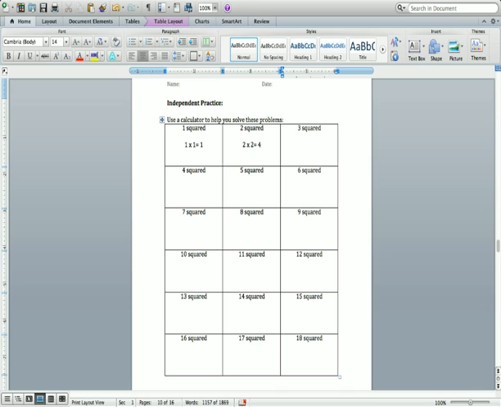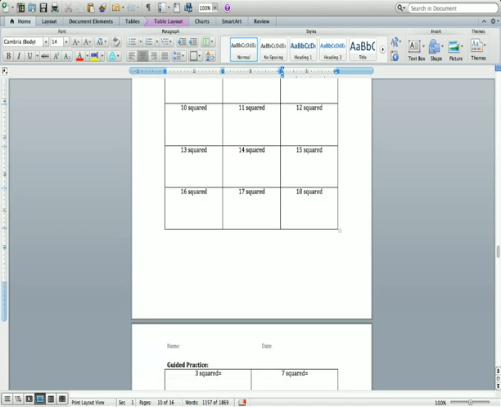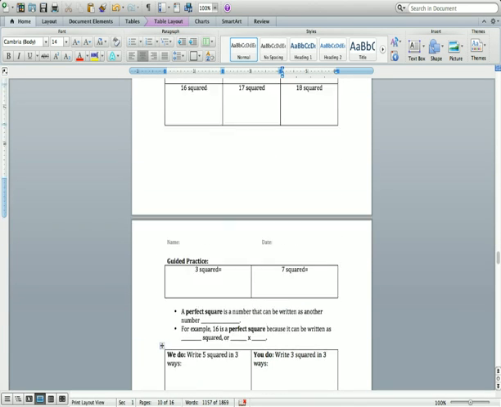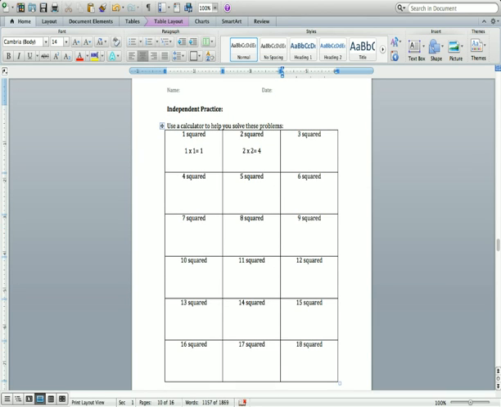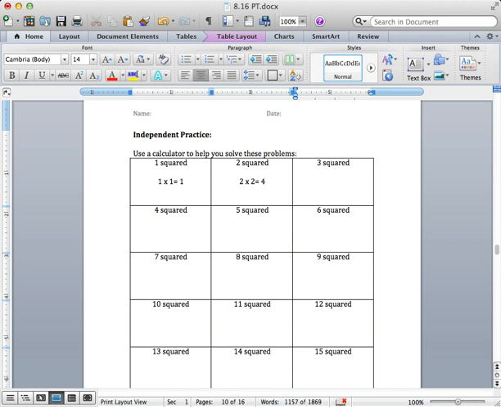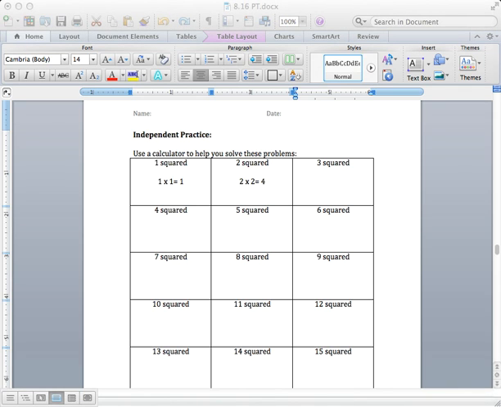You will probably need a calculator once it gets to the bigger numbers. That is fine. Just go ahead, grab a calculator. But in order to do our guided practice together at the end, it's going to be really important that we have all of these squared numbers written down. So go ahead and finish up your worksheet independently. I will announce when it is time to get on ST Math. Good luck.